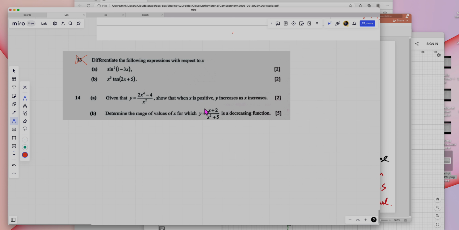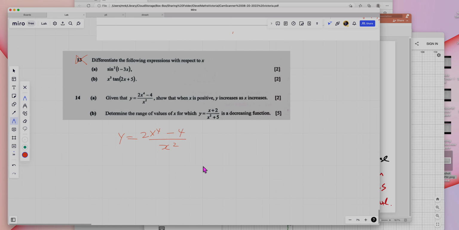So given that, show that when x is positive, y increases as x increases. So how do you show this? Do you know the meaning of y increases as x increases? It's like kind of going up. So y equals 2x⁴ minus 4 over x², how do you differentiate this one?